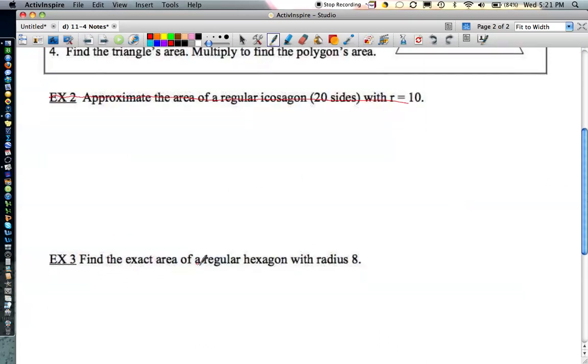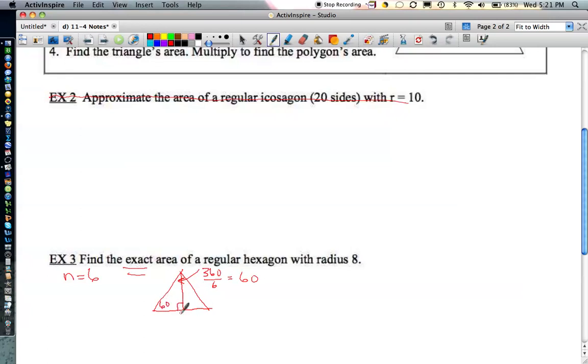Find the exact area of a regular hexagon, which has 6 sides, with a radius of 8. So again, step 1 is to find the exact area, so we have to use square roots. We have to find the central angle of a hexagon. That would be 360 divided by 6, which is 60. But half of that is going to be 30. So each piece of these is going to be 30. That means this has to be 60.